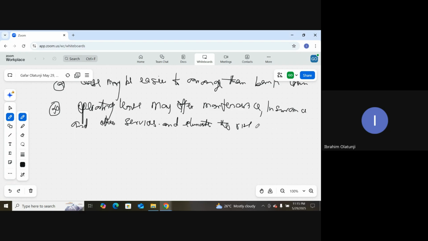Okay, here I want to change. It will eliminate the risk from the lessee. Is it clear? Because all these maintenance, service charges, and other charges, it is the lessor that will bear them. So one of the advantages of leasing is that all this will be eliminated from whom? From the lessee.